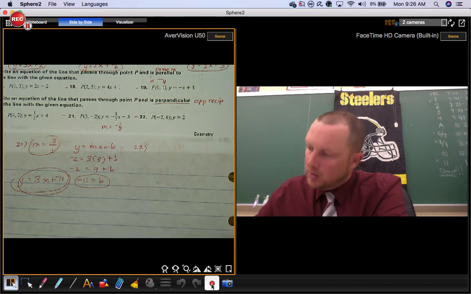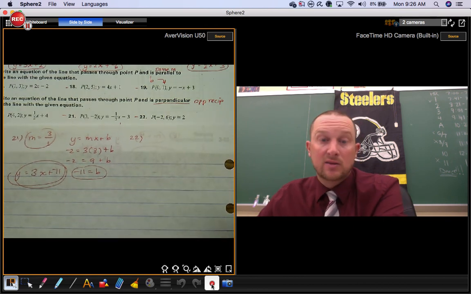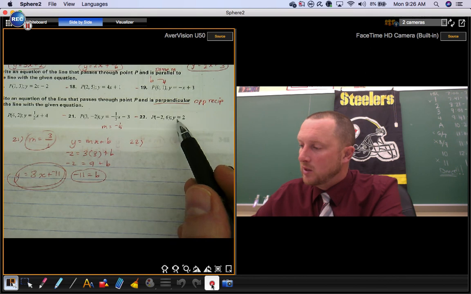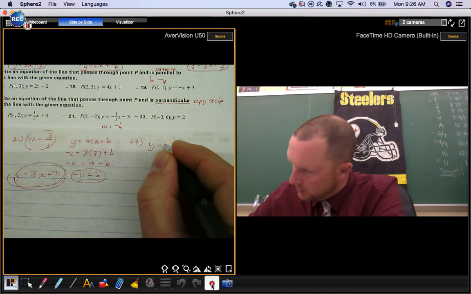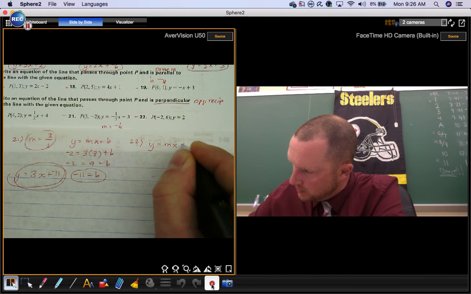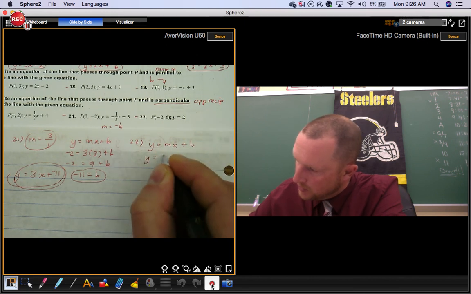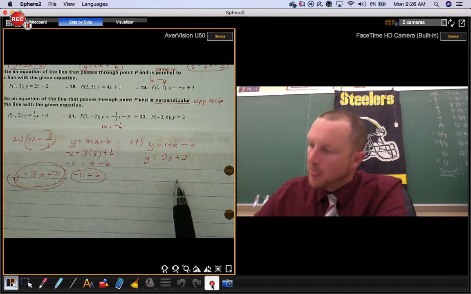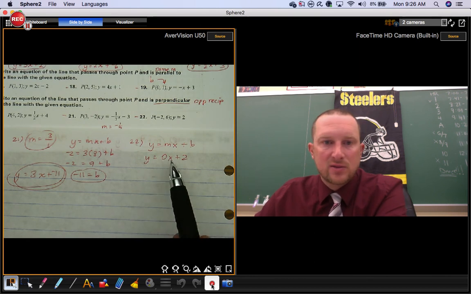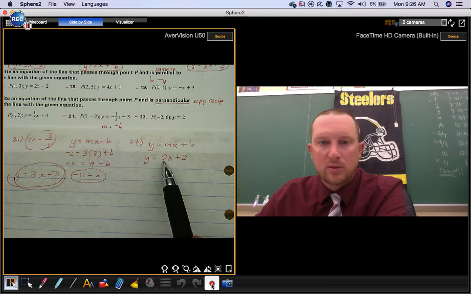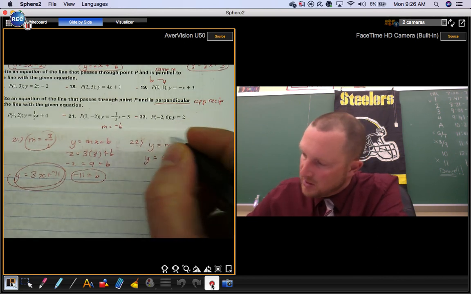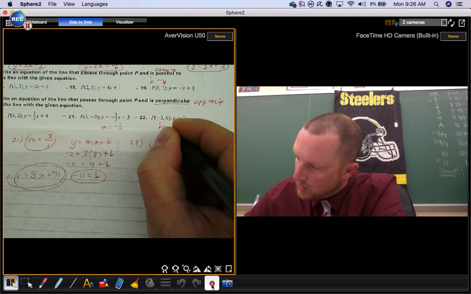Number 22. Same kind of thing, except, man, it gives me y equals 2. Well, remember how this goes. If y equals 2, isn't that the same thing as this? 0x, there's no x there, right? 0 times x is 0, and 0 plus 2 is 2. So what's the slope? Slope's 0. So if your slope is 0, this is a horizontal line.